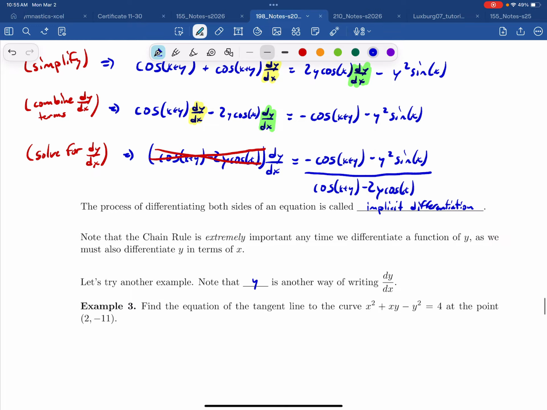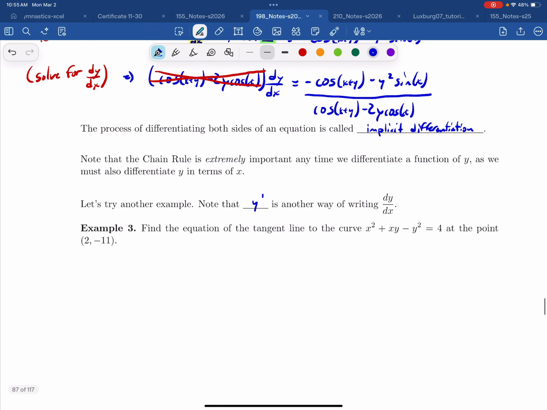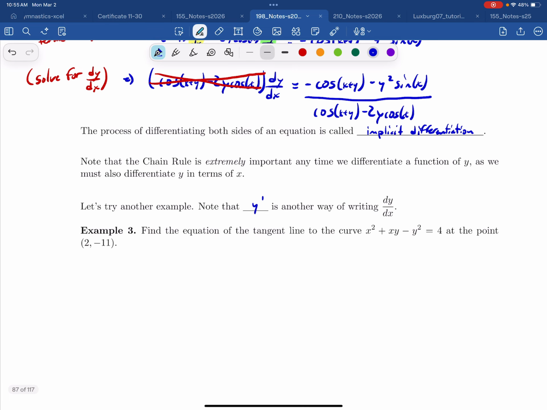Also, just throwing this out there because sometimes students see this in a textbook or they have seen it in another class. Y prime is another way of writing dy over dx. I'll typically write dy over dx, but just to let you know, if you ever see that in implicit differentiation, that's why. All right, so let's take a look at another example, right? Find the equation of the tangent line to this curve at the point 2, comma, negative 11.